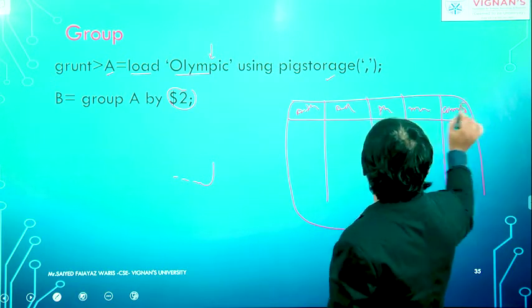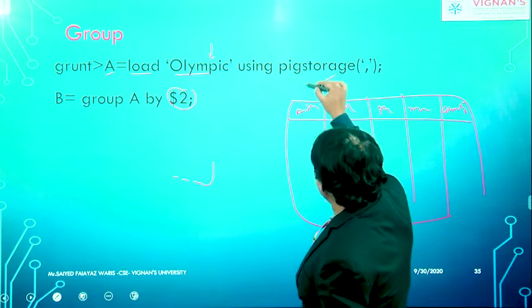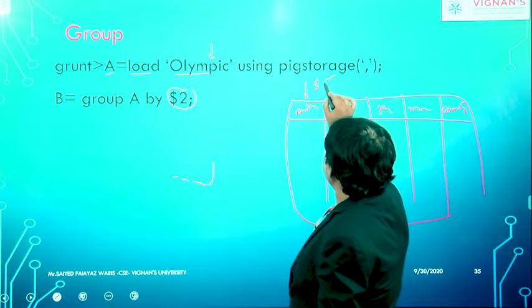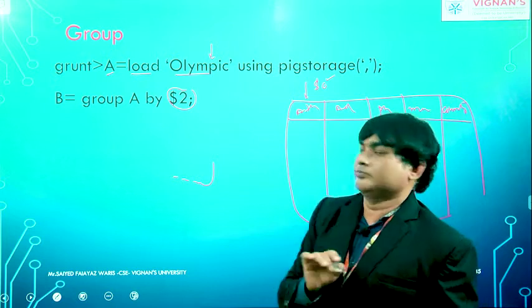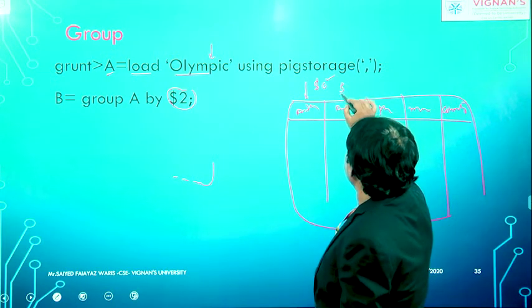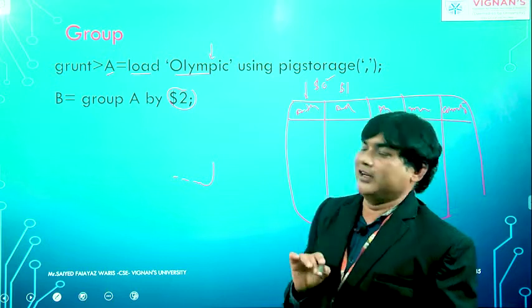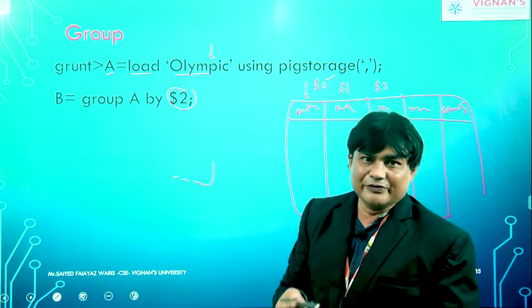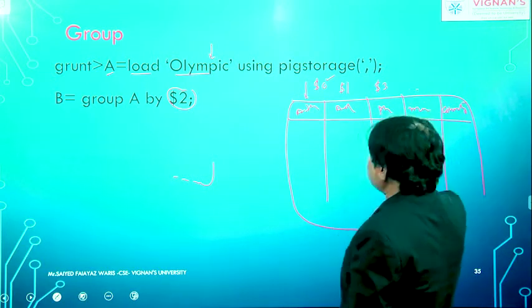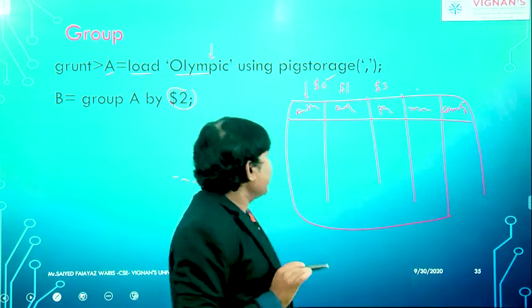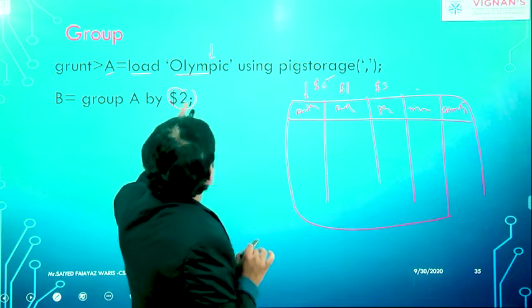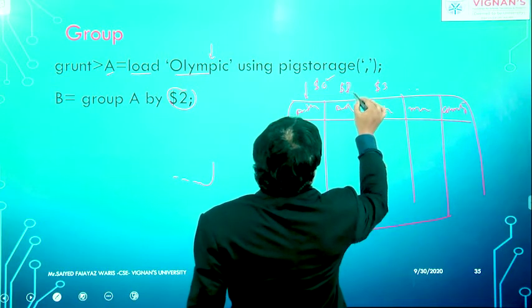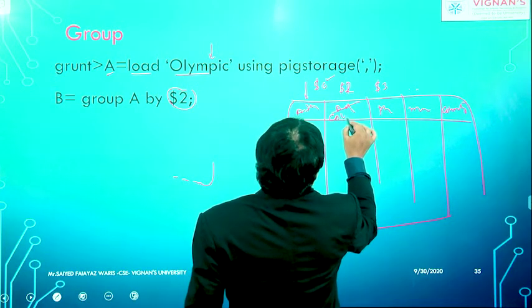So you may have many fields. A field means you can call it a column. It may have many columns. $0 indicates the first field or first column, $1 indicates the second column or second field, and likewise $2 indicates the third column or third field. Likewise, it will go on. Somewhere in this file, we can find $2. Suppose in $2 we have the country field.